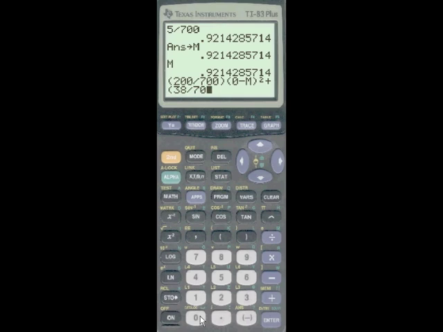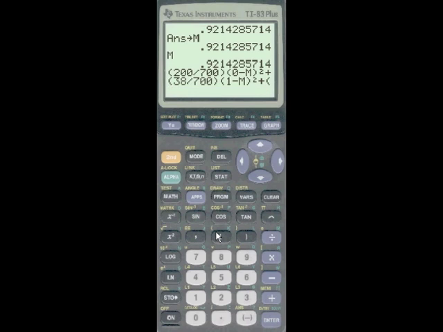Take the second probability, 38 over 700, times the second possible outcome, which is 1, minus the mean, which again, my alpha M makes it much easier to enter that average. And I get the second product for my calculation of the standard deviation of this discrete distribution.